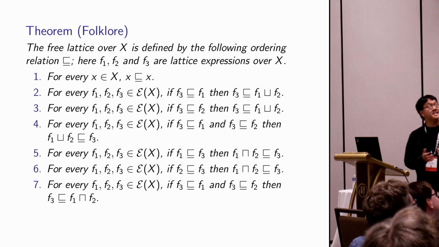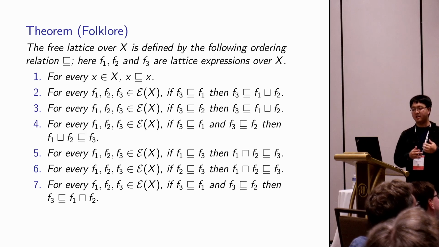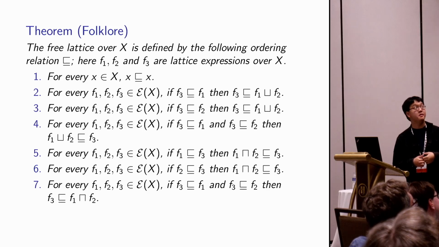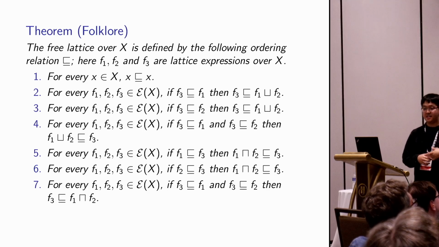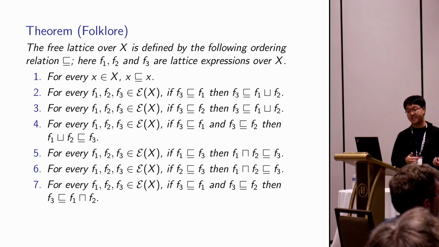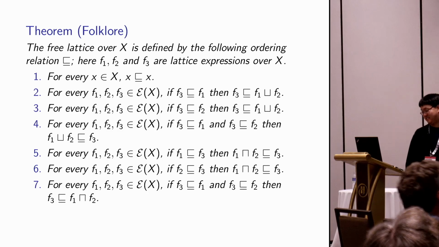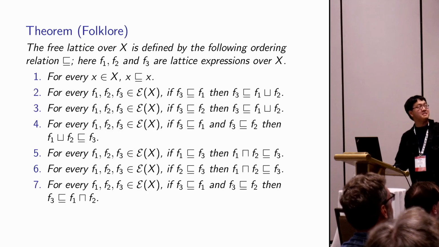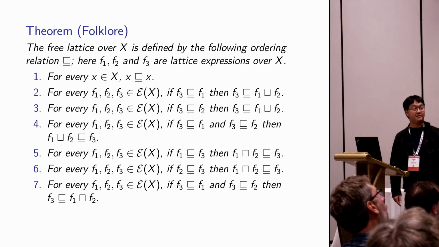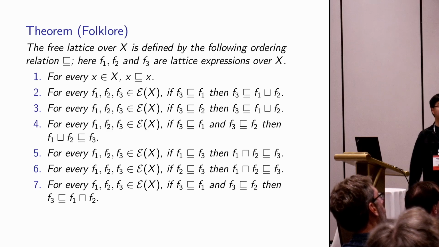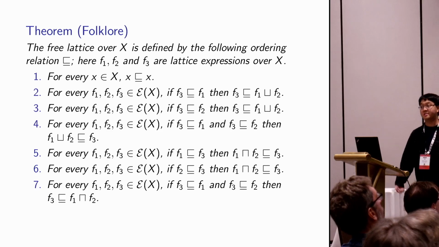But there's this nice handy theorem that's kind of folklore, because it's been done a whole bunch of times, that defines the ordering relationship on the set of lattice expressions over a set of free variables X, that tells you what exactly the free lattice is. And there's a bunch of rules. They shouldn't look too surprising, because they're kind of like what you'd expect deduction rules for order in a lattice to look like.